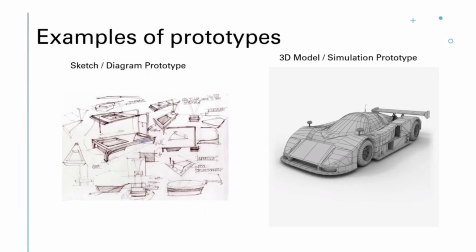So these are two examples of prototypes. There are different types of prototypes, but these two I've got here: one is a sketch diagram of a flow lamp, I believe. That is what it's called. Usually these are sketches and ideas put onto paper, and it helps get the initial design and the functionality.